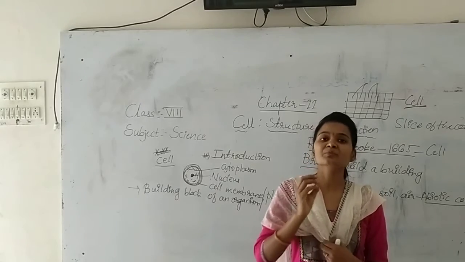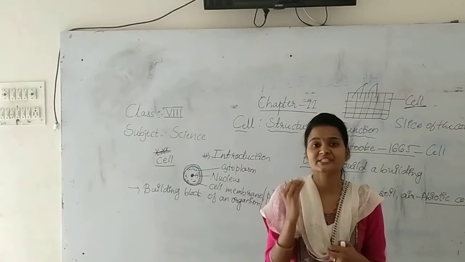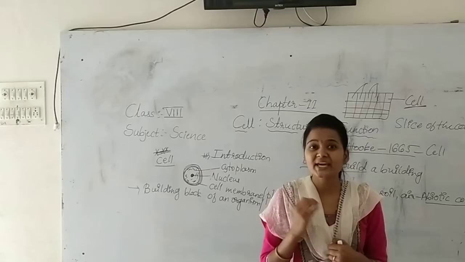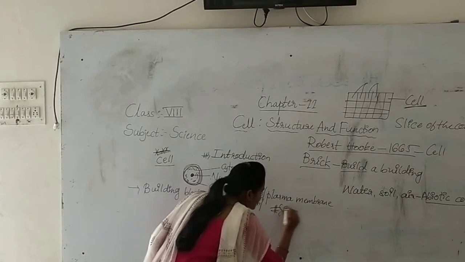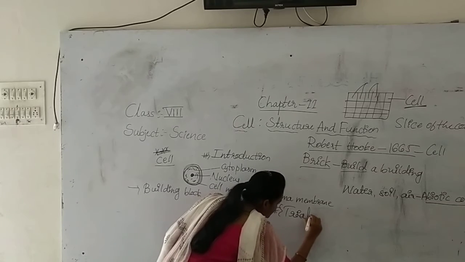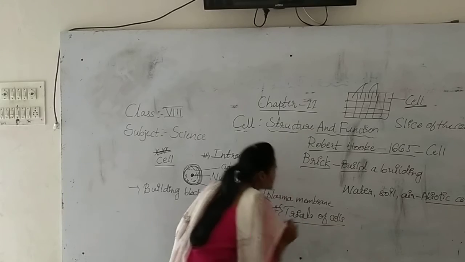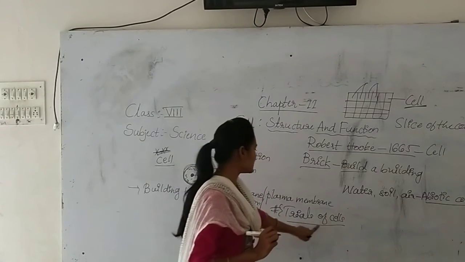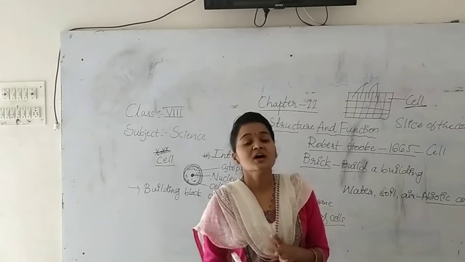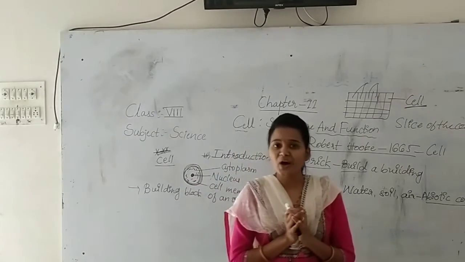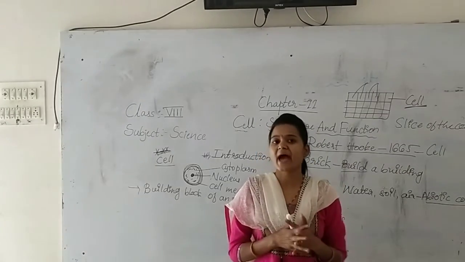For example, human beings: our body is made up of trillions of cells. It is important. The human body is made up of trillions of cells. That is also very important. Then we see different kinds of organisms: multicellular organisms and unicellular organisms.